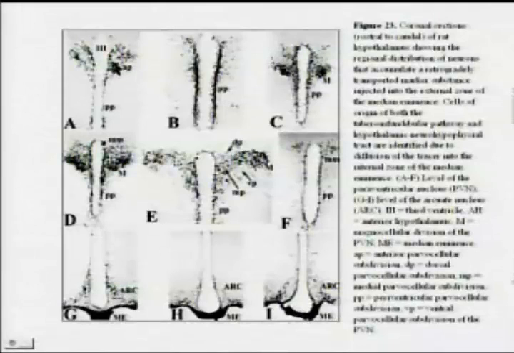So here we see in panels A, B, and C the more rostral levels of the paraventricular nucleus, and we see the third ventricle separating the right and left hypothalami, and the paraventricular nucleus on each side, with the anterior parvocellular and some of the periventricular parvocellular subdivisions of the paraventricular nucleus shown here.